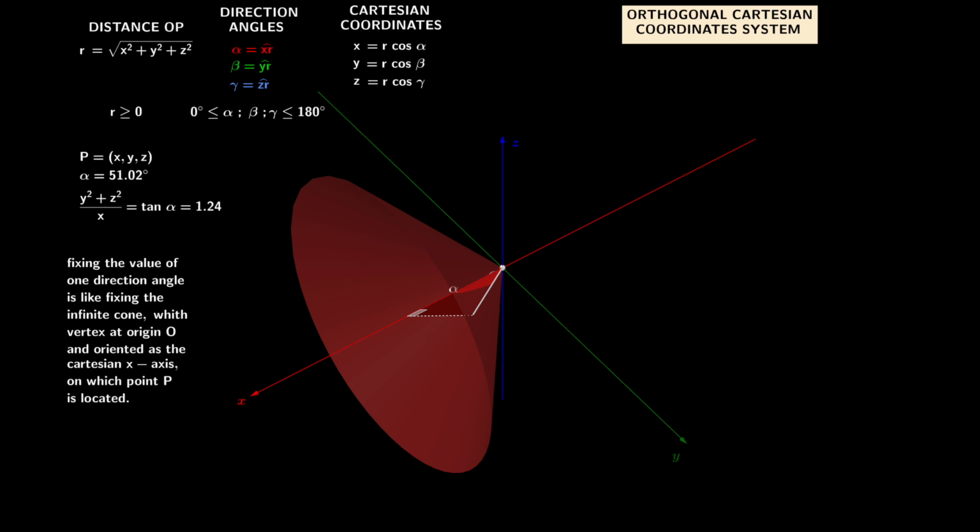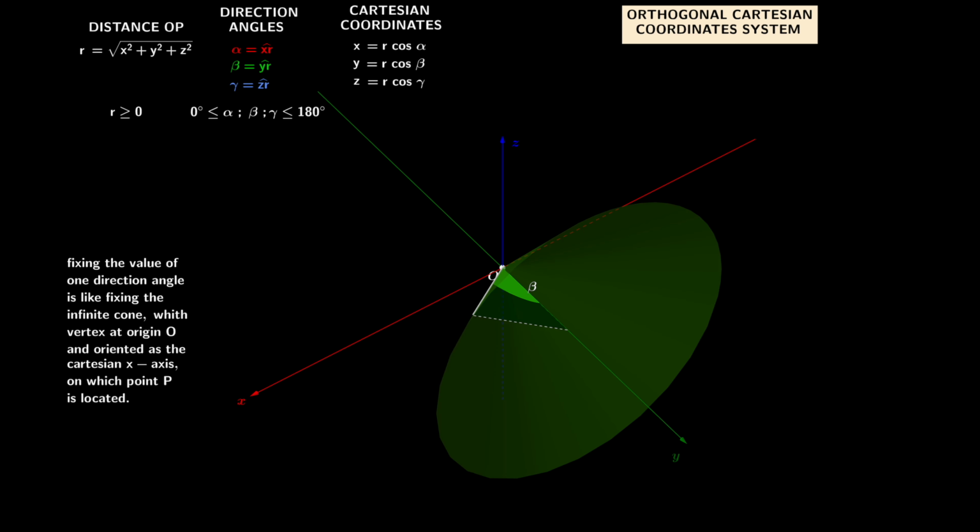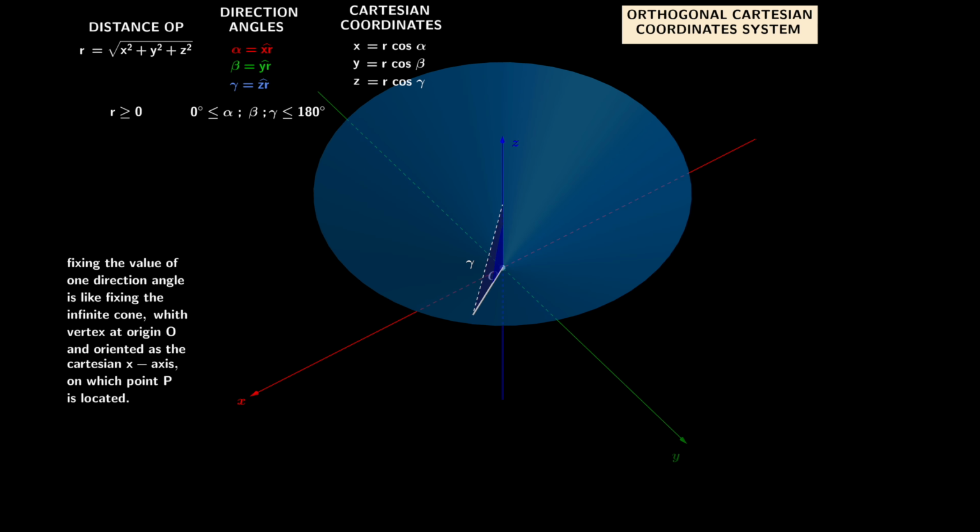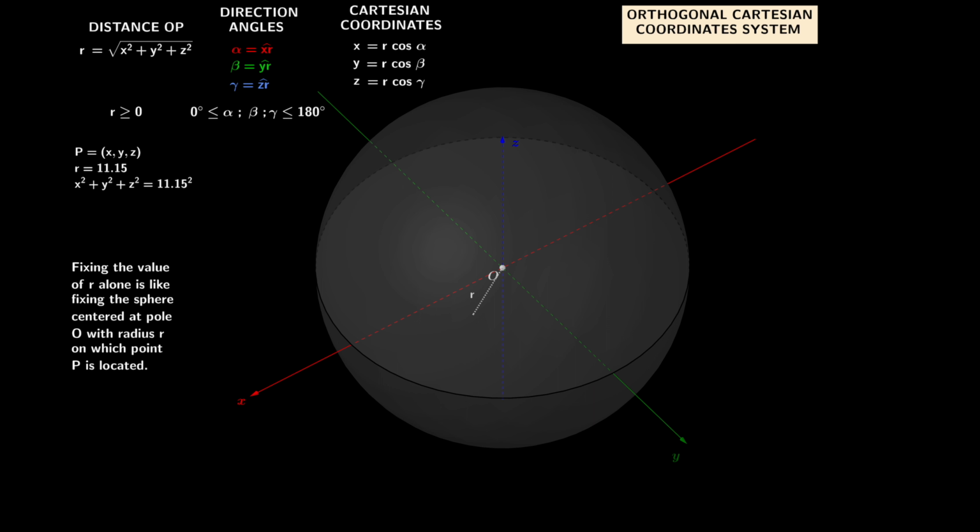Fixing the value of one direction angle is like fixing the infinite cone with vertex at origin O and oriented as the corresponding Cartesian axis on which point P is located. Fixing the value of distance r alone is like fixing the sphere centered at origin O on which point P is located.